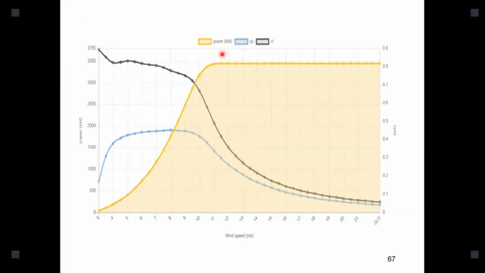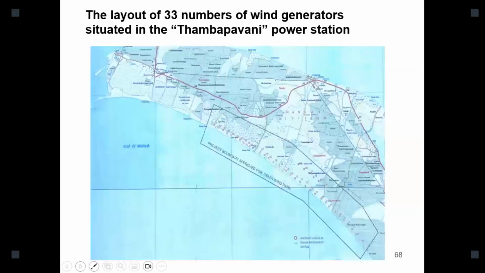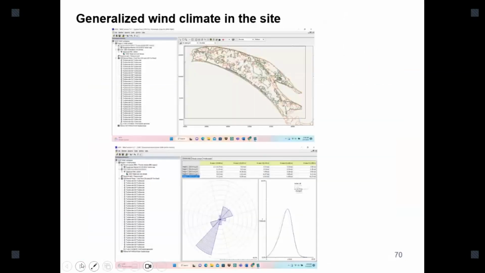The starting point is 3 meters per second. Rated is around 11 meters per second. That almost complies with the regional wind speeds there. Then we can discuss later what the environmental issues are and everything, if you like, no problem. However, I think those are the layout of the wind turbines, as well as the generalized wind climate developed by WAsP for the same park, with the 33 wind turbines, wind rows and all that. The predicted values are also there.